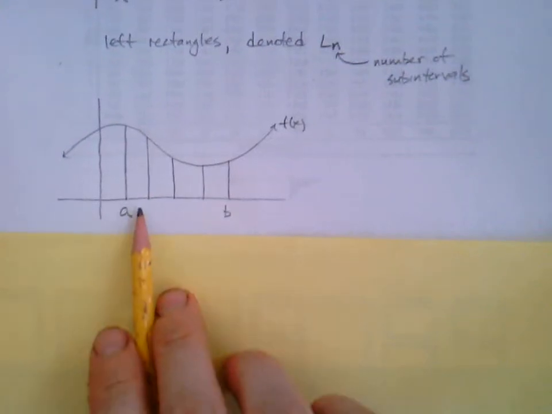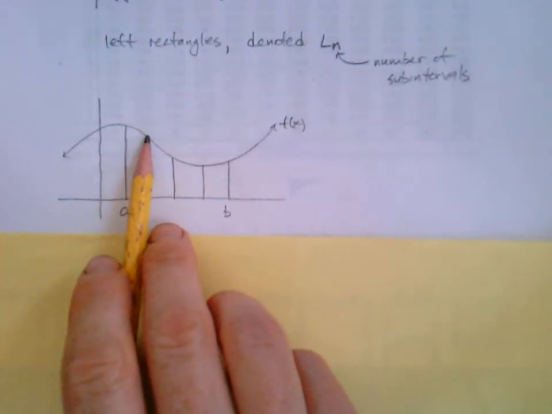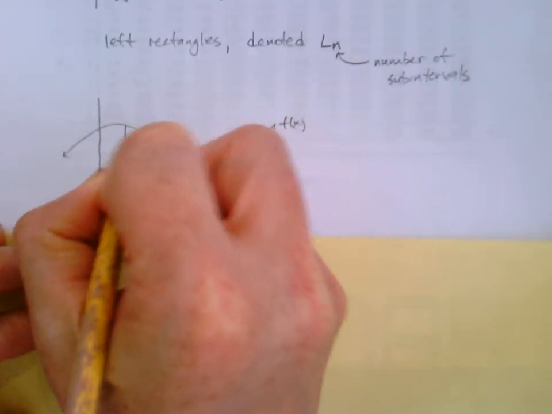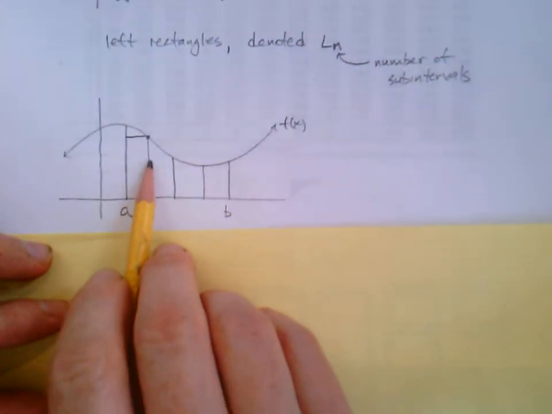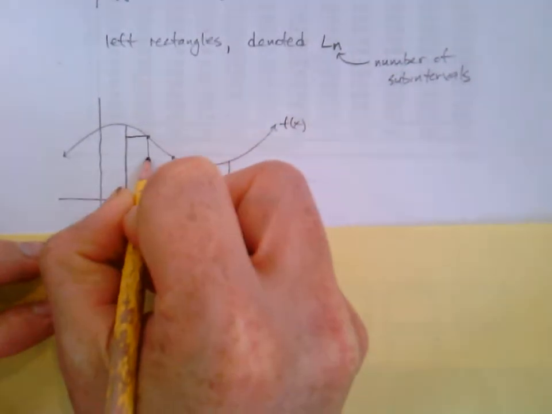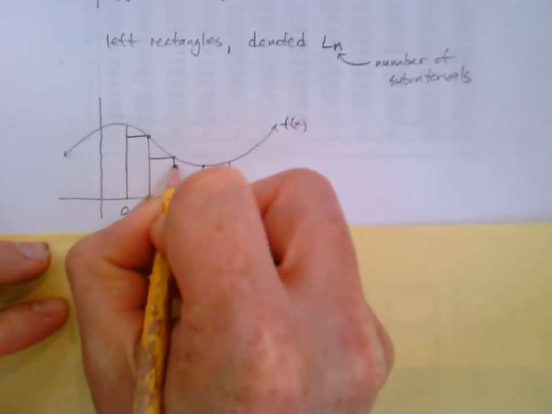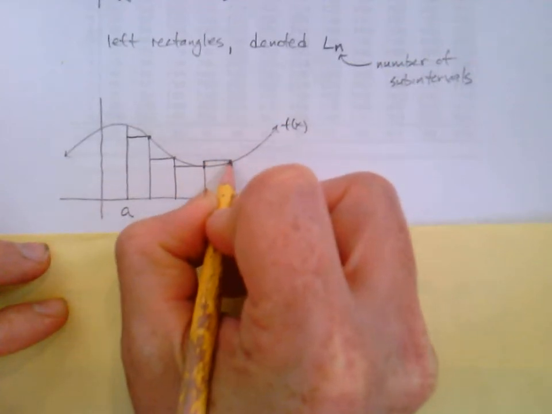We could divide it into any number of subintervals. Okay, now this time for each column, we're going to make the height on the right side. So going up that first column, where does my right side meet the function? And then we'll do it again here. Where does that meet? And here. And finally, that last one spills over just a little bit.